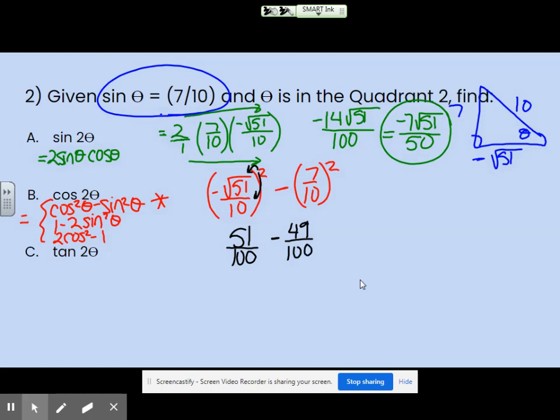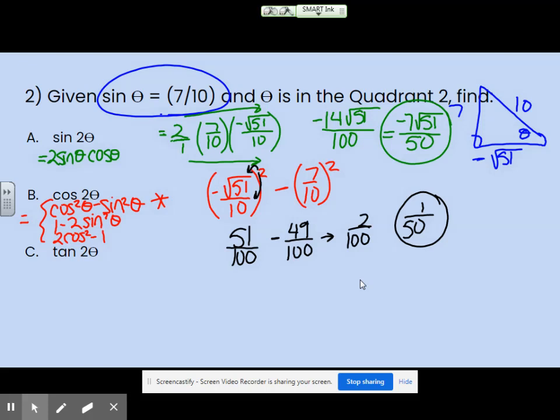They already have a common denominator, which is very convenient for me. 51 minus 49 is 2 over our common denominator of 100. I'm still not super satiated because I know that that can be reduced, and it absolutely should be, to 1 over 50. All right. And that is what we have for our cosine of 2 theta. I'm going to give you a second to catch up and copy this. You can pause if you'd like, because I'm going to need some space for that tangent of 2 theta.